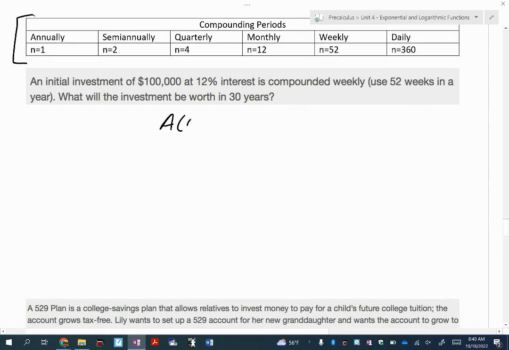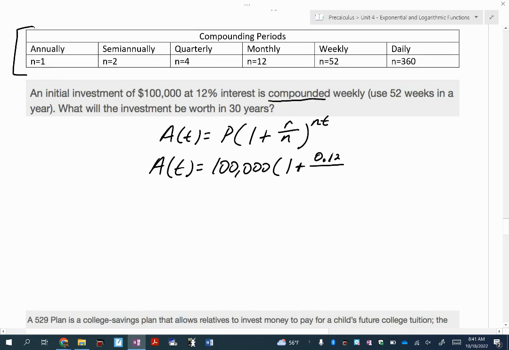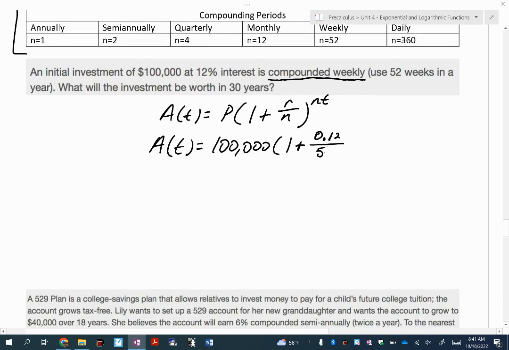So let's write it down. The amount at time t is our initial amount times (1 + the rate over the number of compounding times per year) raised to the n times t. In this case, I want to figure out the amount, and I'll just write down the formula here. If I invest $100,000, wow, that's a lot of money, times (1 + my rate of 0.12, make sure you write it as a decimal, divided by the number of compounding times per year). It's saying compounded weekly, and we're using 52 weeks in a year, raised to the 52 times t power.